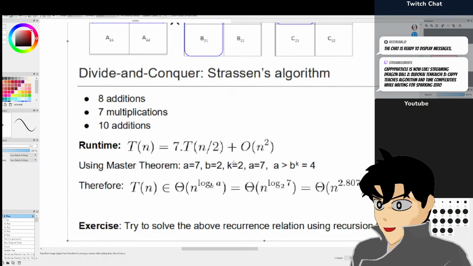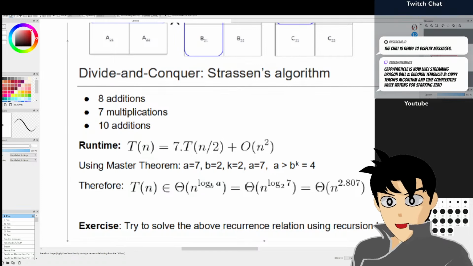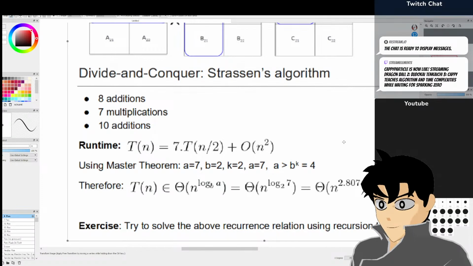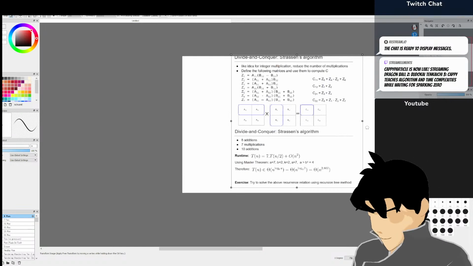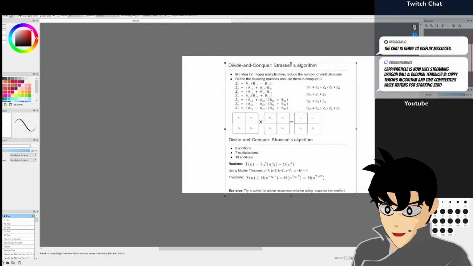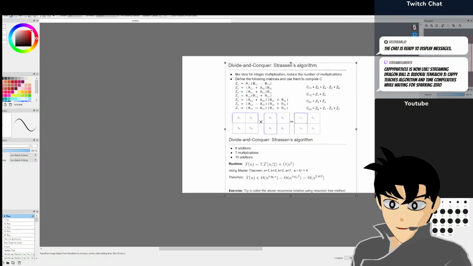And with the Master theorem, you plug those in, because a is bigger than b to the k. You get slightly less, which is the whole point of this class, to teach you how to go through this more efficiently. And yeah, that's really it. It's like all of it.